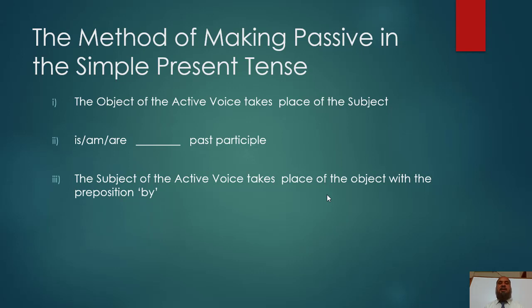Dear students, let us revise the method of making passive in the simple present tense. The object of the active voice takes place of the subject. Then we use is, am or are with past participle form of the transitive verb. And in the third place, the subject of the active voice takes place of the object with the preposition by.